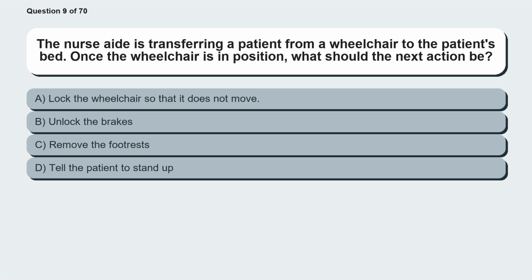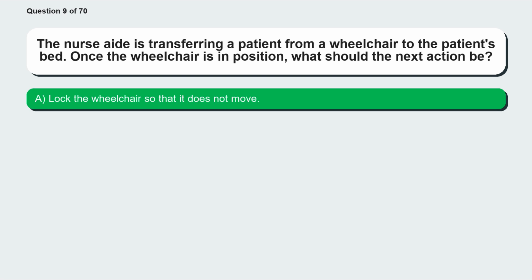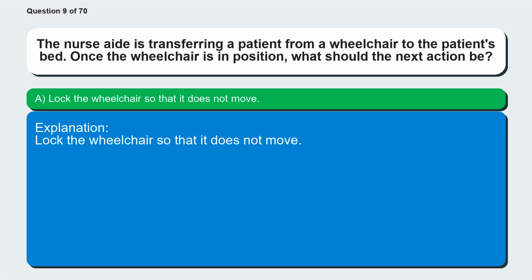Question 9. The nurse aide is transferring a patient from a wheelchair to the patient's bed. Once the wheelchair is in position, what should the next action be? Option A. Lock the wheelchair so that it does not move. Option B. Unlock the brakes. Option C. Remove the footrests. Option D. Tell the patient to stand up. The correct answer is option A. Lock the wheelchair so that it does not move.